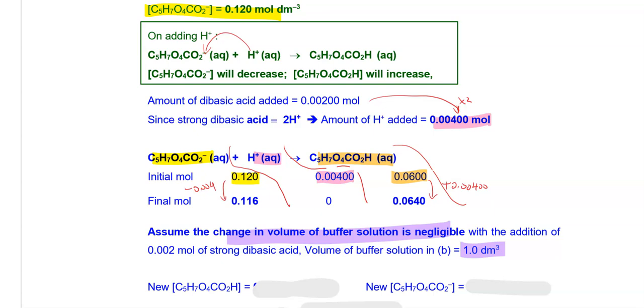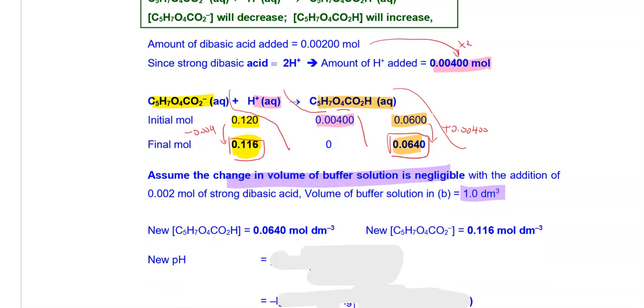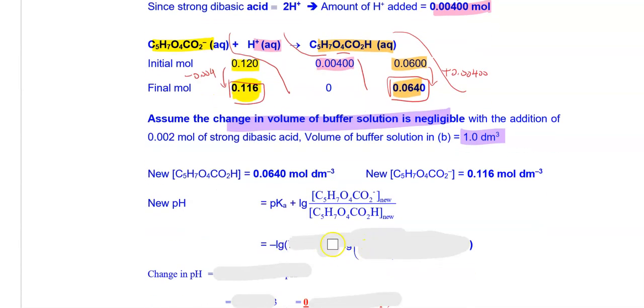Given these values that we have, find the final values of your conjugate base and acid. Given that the volume is 1 dm cubed, the moles become the concentration. Substitute into your acid buffer equation, pH = pKa + log salt over acid. Work out your new pH, 3.39.